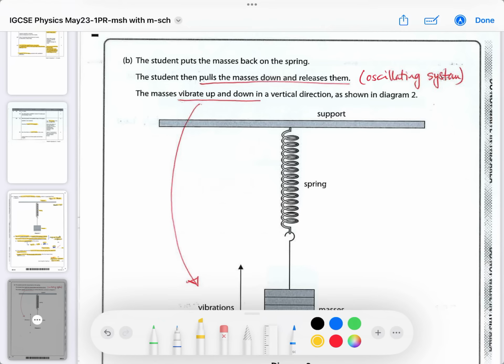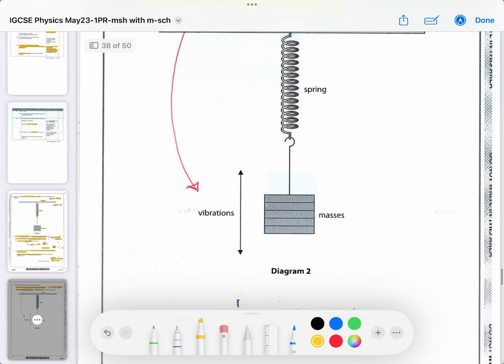The student then puts the masses back on the spring and then pulls the masses down and releases them, and this is creating an oscillating system. The masses vibrate up and down in a vertical direction as shown in the diagram. So the vibrations are up and down.